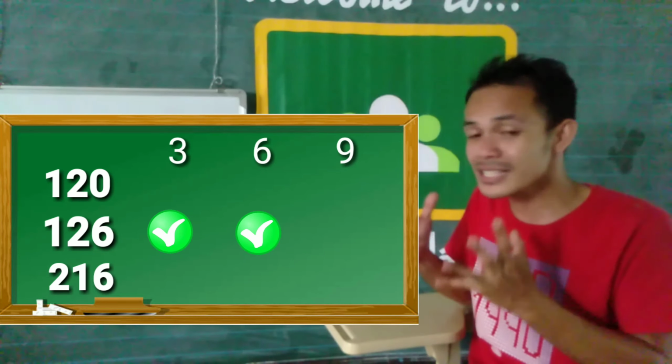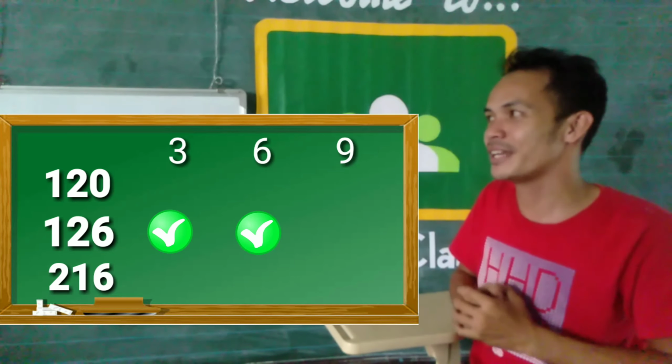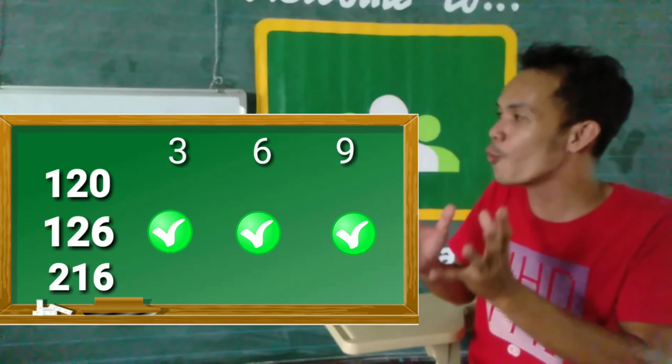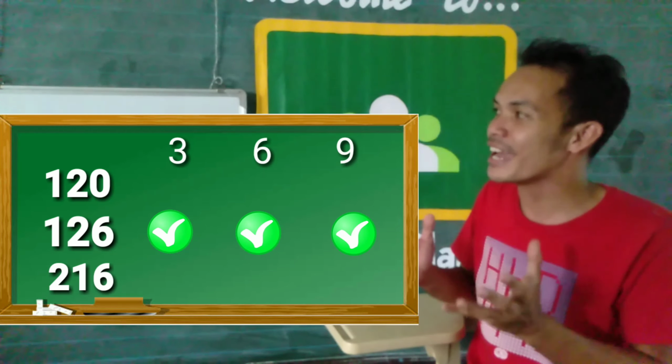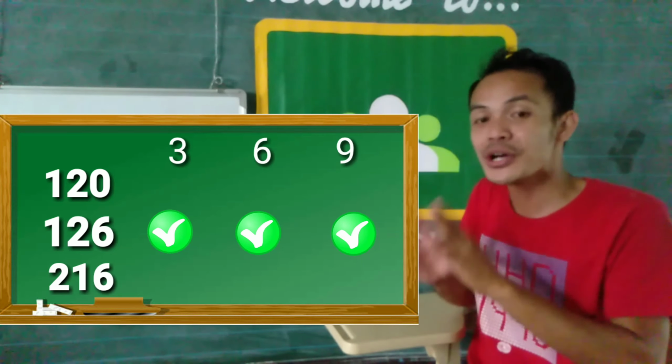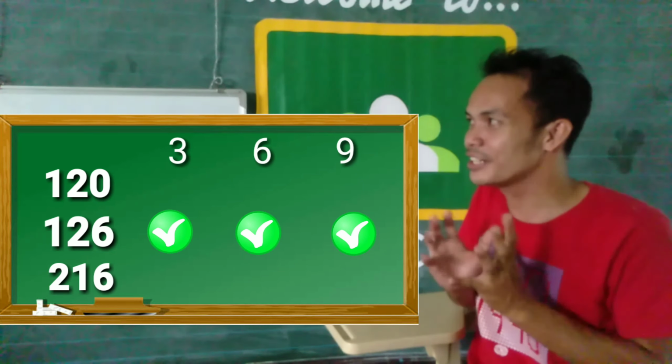Okay, now, is it divisible by 9? The answer is yes, divisible by 9 because when you add 1 plus 2 plus 6, the answer is 9. And 9 divided by 9 is 1 without remainder. Very good.